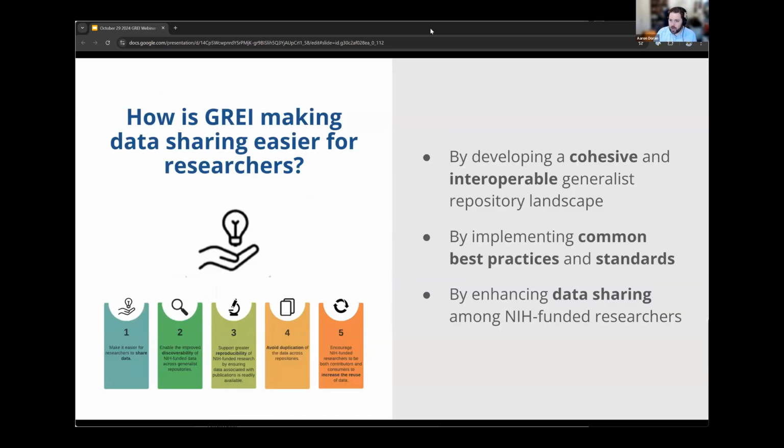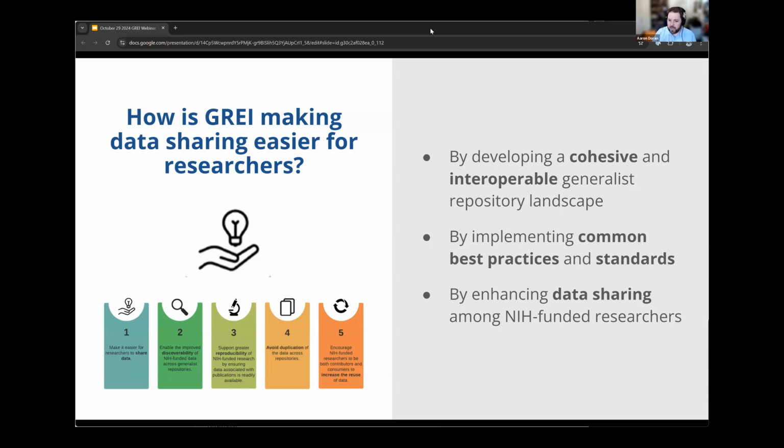How we are trying to make things easier for you when it comes to data sharing is by developing a cohesive and interoperable generalist repository landscape. So when you go to share data, if you don't have an existing domain repository available to you, we want you to have somewhere to go. The NIH wants you to have somewhere to go. That's a big part of this mission.